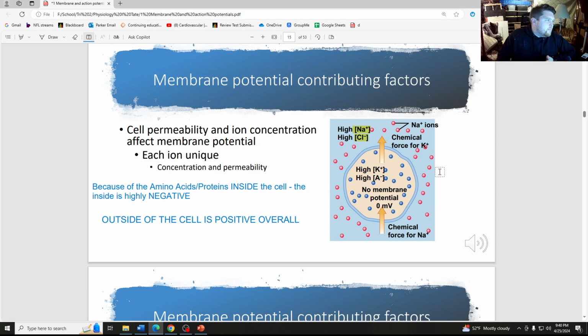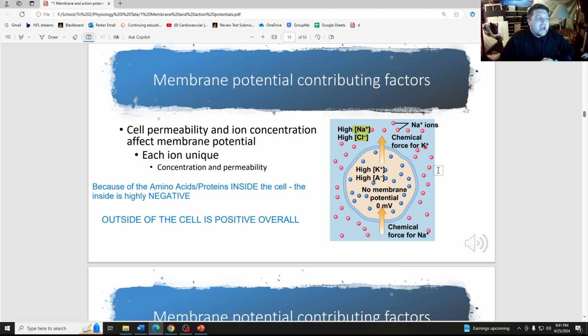With this, we get something that's called an electrochemical gradient, because all of these things have a charge: positive on the outside, negative on the inside overall. And we know that positives and negatives attract each other, and positives repel positives, negatives repel negatives. So that's the electrical component.